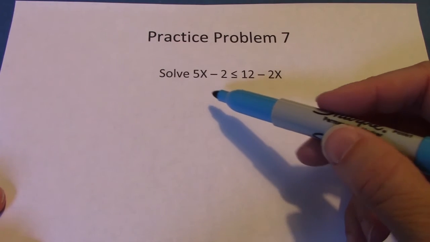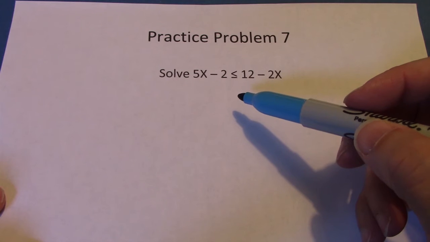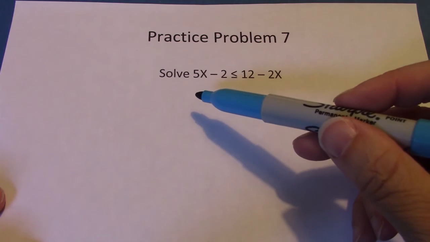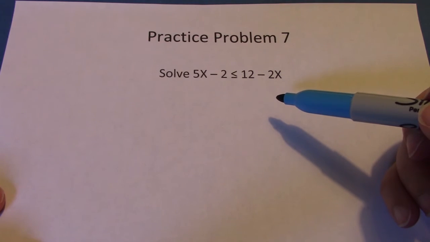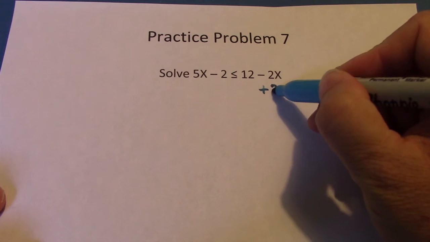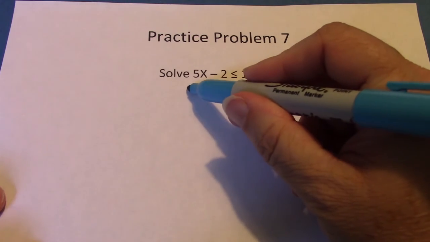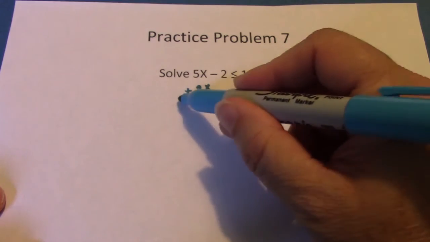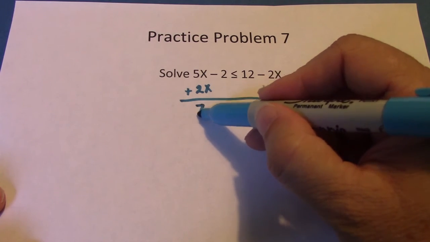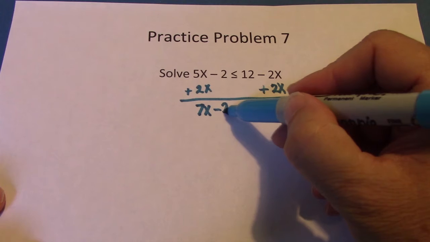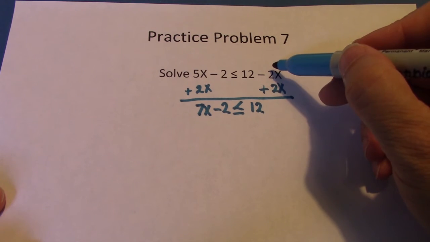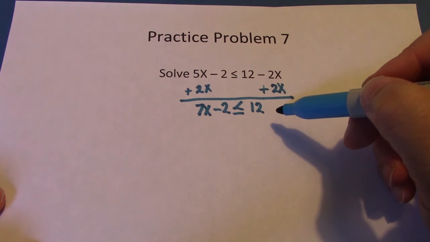Solve 5x minus 2 is less than or equal to 12 minus 2x. Again, we've got x's on both sides of the inequality. I can undo this part of it by adding 2x to both sides. That will combine the like terms. 5x's plus 2x's is 7x's, and I'm going to bring down minus 2. And these have canceled out now.